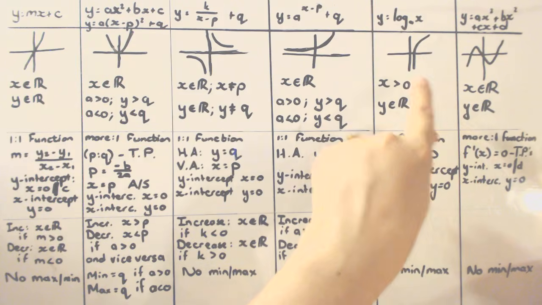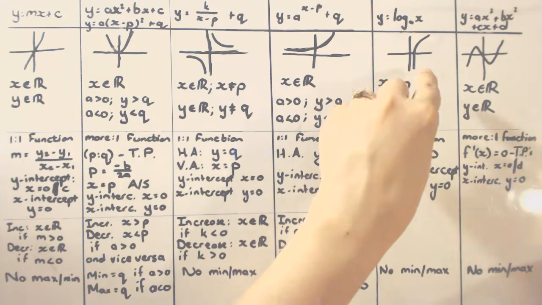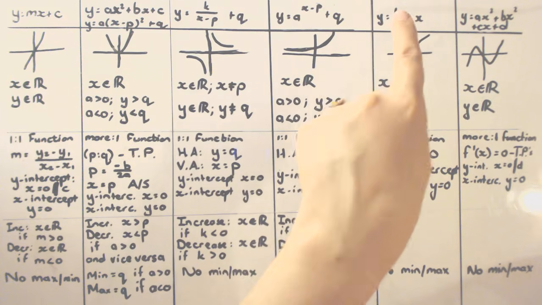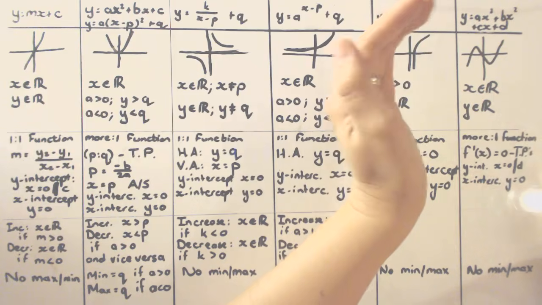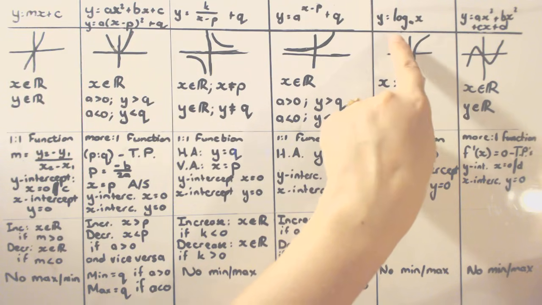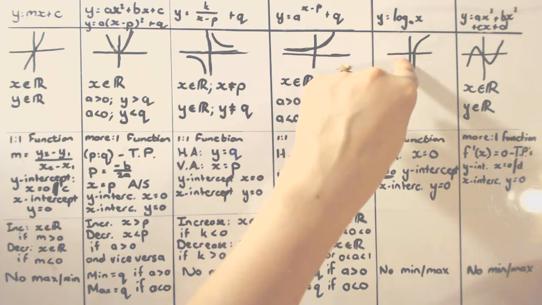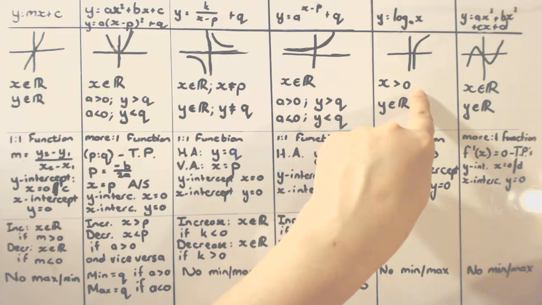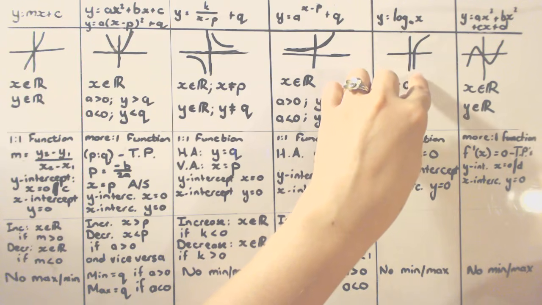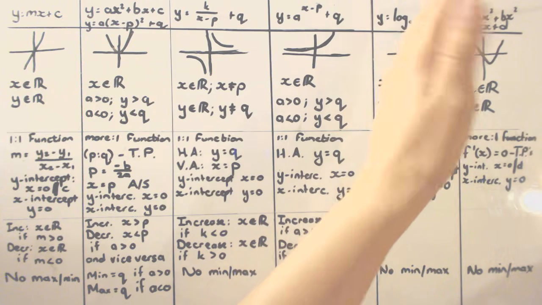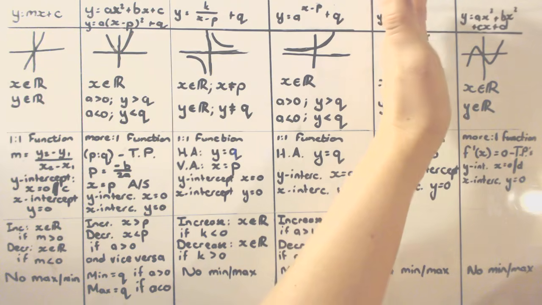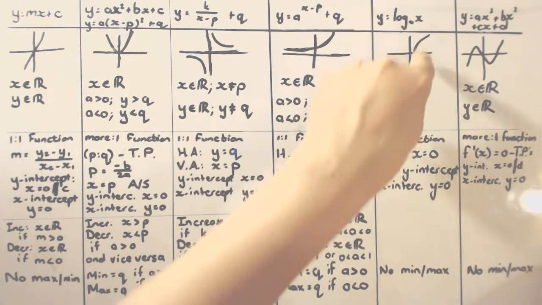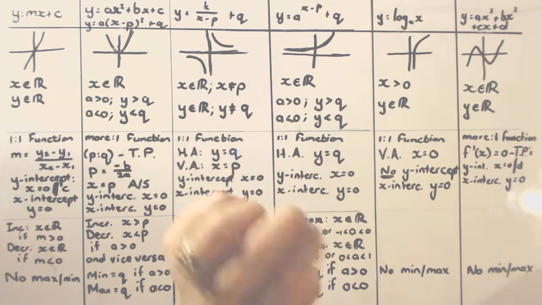For the log graph, most of the time, 90% of the time, the graph will be this side. If you do have a function log a and in brackets minus x, then the graph will lie on this side. Then just change the domain to x is smaller than 0. But if you have a normal log function, it will always lie to this side, which is the positive x value. So your domain is x is bigger than 0, and all of the y values are possible.